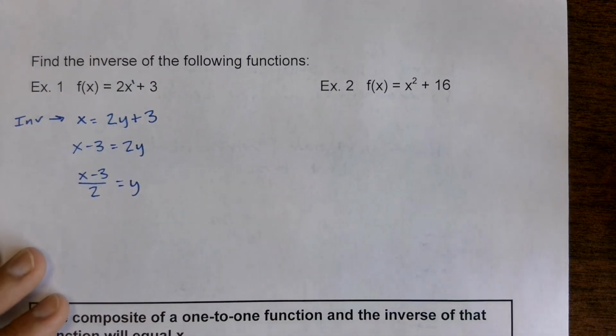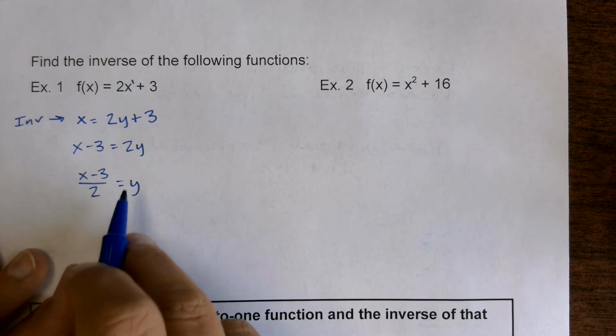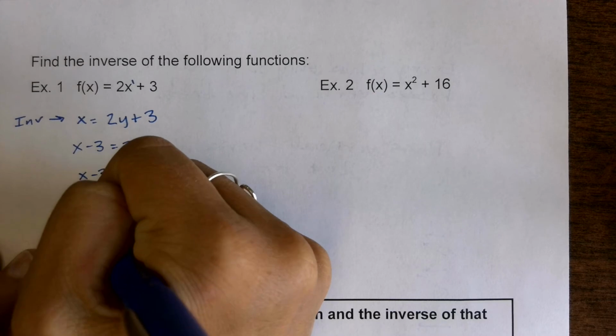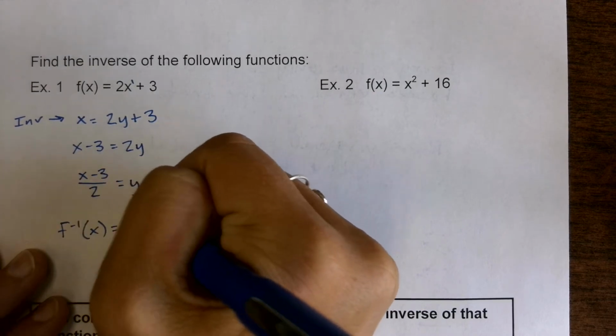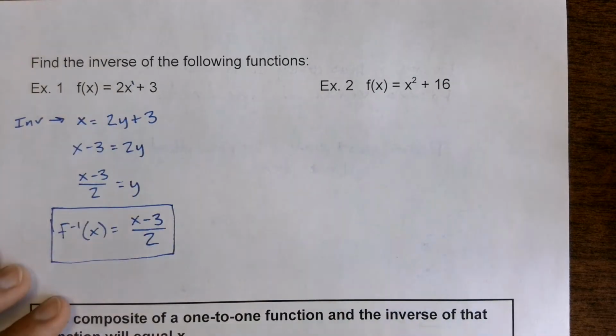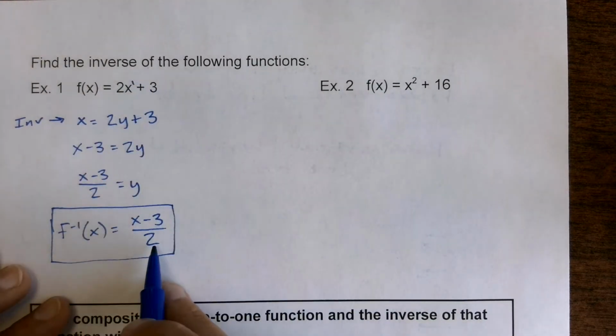And it's usually a good idea at the end to go ahead and change back to the notation that I came from. So since it was f of x, I'm going to call this f inverse of x. Is this x minus 3 over 2. So that would be the inverse of this first one. Notice this, it's still a line, so that was a line, this is a line.